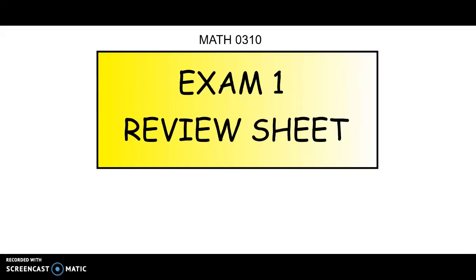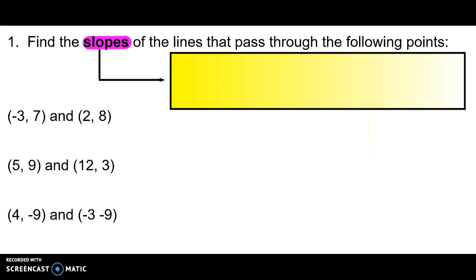This video will go over questions 1 through 5 on the Exam 1 review sheet. Question 1. Find the slopes of the lines that pass through the following points. All right, first thing we need to know, remember the letter that we use for slope is M. M represents slope.